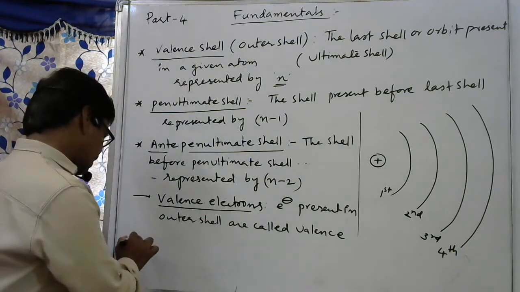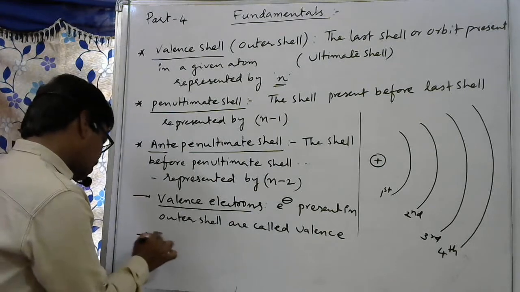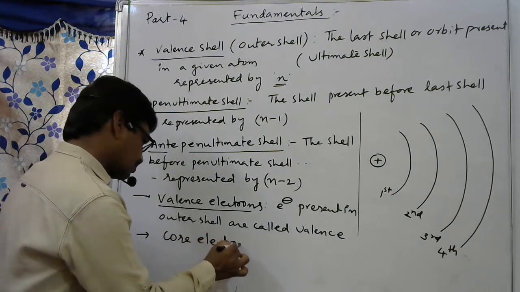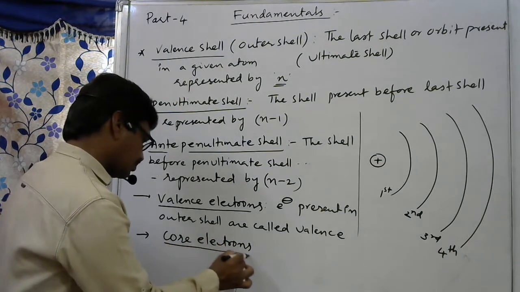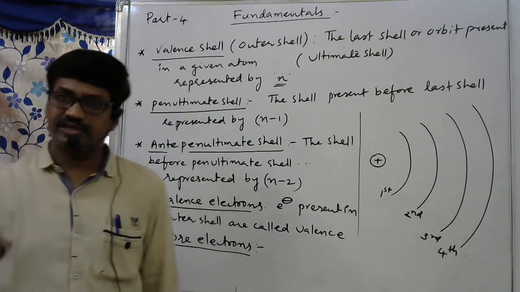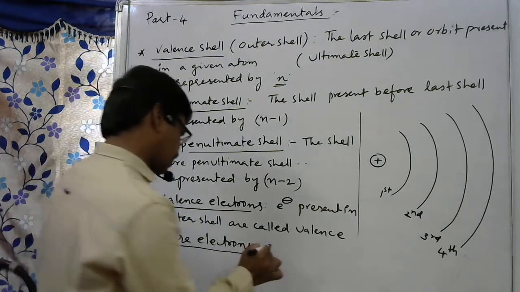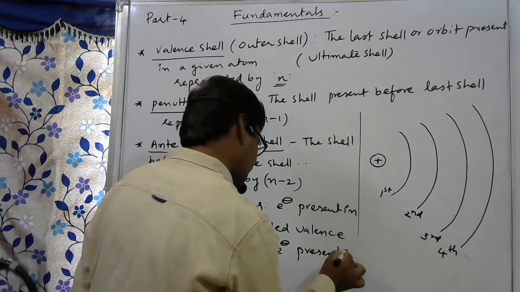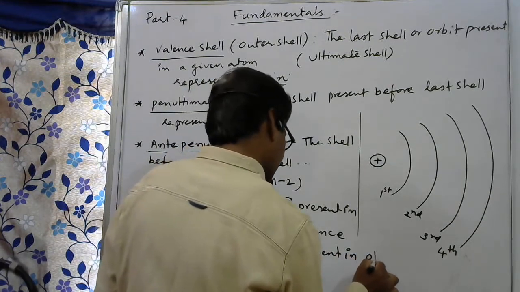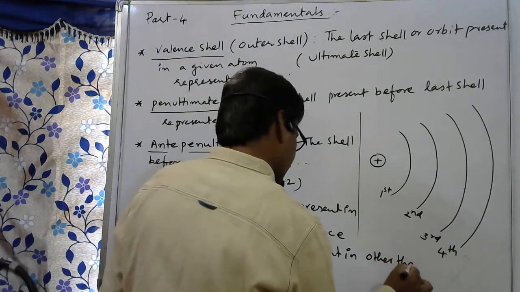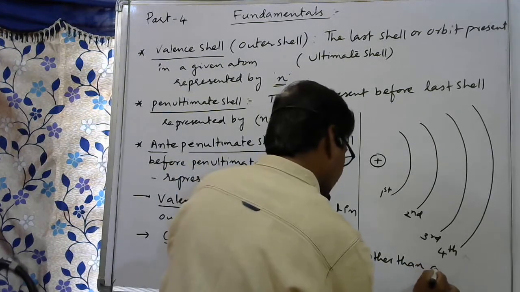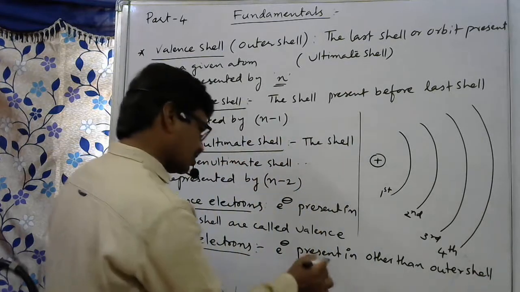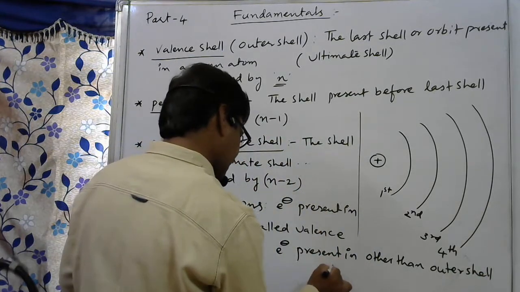Then we have one more term, that is core electrons. Core electrons are nothing but the electrons present in the inner shells, that is, electrons present in shells other than the outer shell.